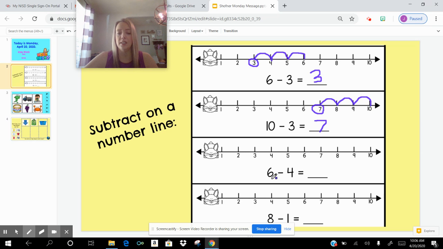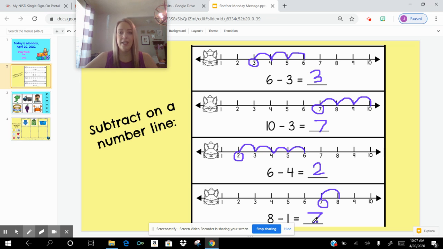Okay, let's look at the next one. 6 minus 4 equals blank. So I need to start at the 6 and I'm going to hop backwards 4 times. Ready? 1, 2, 3, 4. And I landed on the 2. So 6 minus 4 equals 2. Last one, 8 minus 1 equals blank. So I start at the 8, and this time I only have to hop backwards 1. Okay? And I landed on 7. 8 minus 1 equals 7.